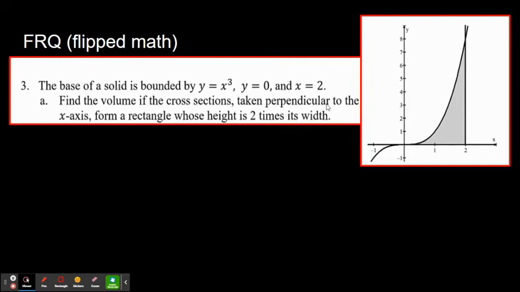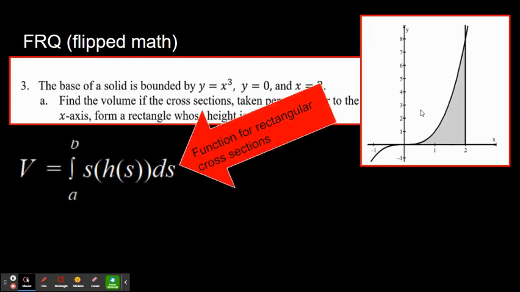That right there, taken perpendicular to the x-axis, shows that we are in the dx, so we're doing top minus bottom when it comes to finding s. These cross sections form a rectangle whose height is 2 times the width. So now we have a function of x for the height, and we'll see what we're going to do with that in a minute. So first, we're going to take the function for rectangular cross sections.